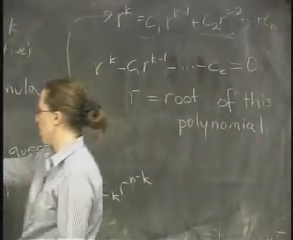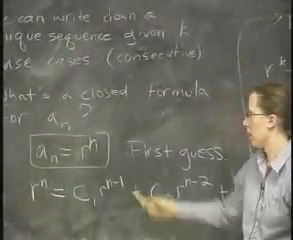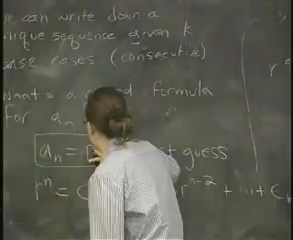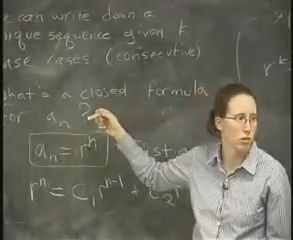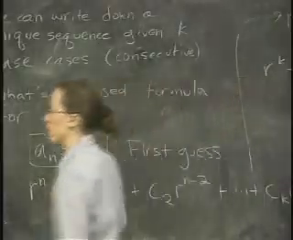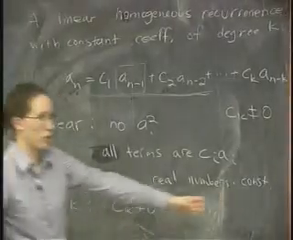I just said, okay, let's suppose this guy is a solution. This is going to be my first guess. Then I plug in a_n equals r to the n, or a_{n-1} equals r to the n minus 1. I'm assuming this is true for all n. Then I plug this into this equation, and I get this equation here.